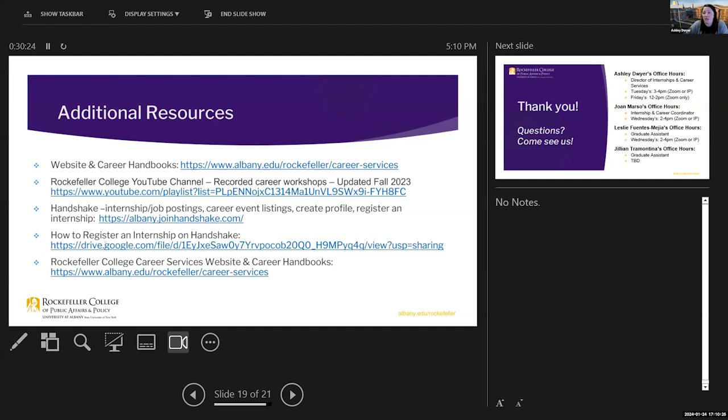This is a 2-page visual document outlining the process of how to register your internship on Handshake, which I'm going to demonstrate now, and I'll probably just pull this up. And then I list our website twice, but better twice than not at all.